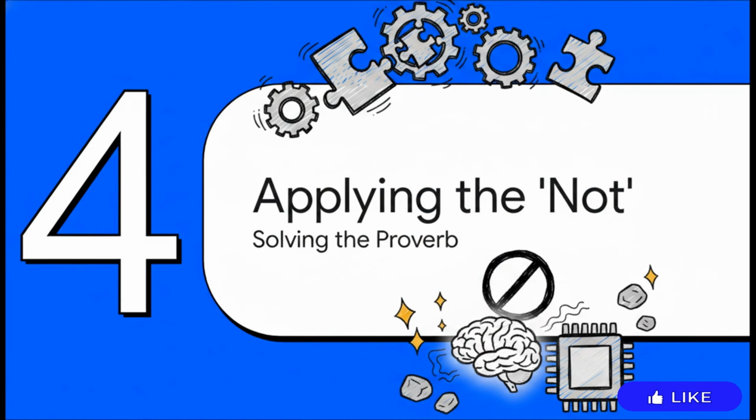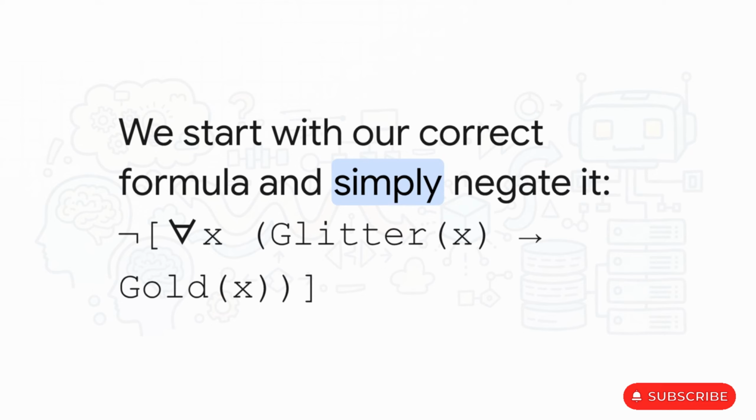All right, mission accomplished. Now that we have our solid, correct formula for all that glitters is gold, we can finally circle back to the original proverb. It's time to bring the not back into the equation and solve this thing once and for all. So how do we say all that glitters is not gold? Well, the starting point is actually super simple.